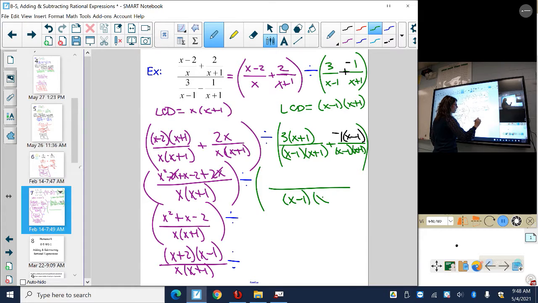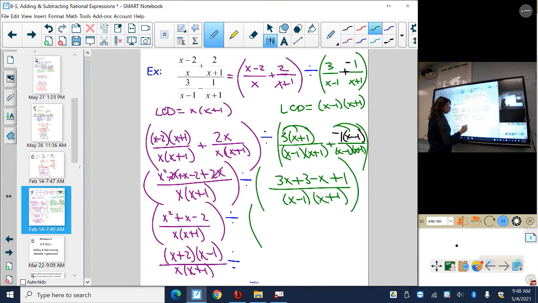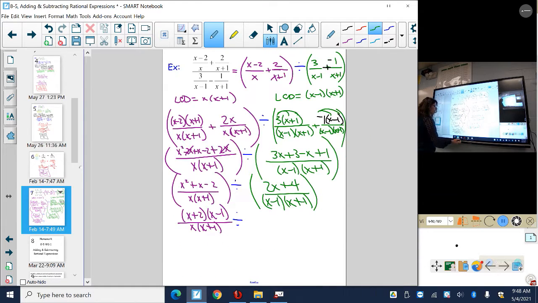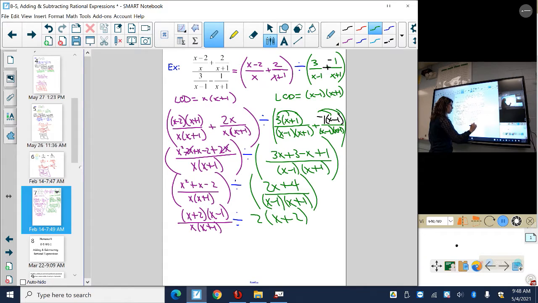X minus 1, x plus 1. I'm going to distribute: 3x plus 3 minus x plus 1. Still attached by division. I'm going to combine like terms. 3x minus x is a 2x. 3 plus 1 is a 4. All over x minus 1 times x plus 1. Then I'm going to factor this completely, so I'm going to pull out a 2, so that gives me an x plus 2 all over x minus 1 times x plus 1.